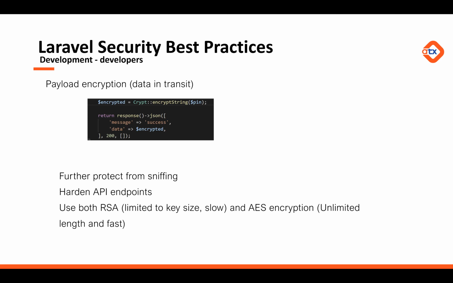It's better to use both RSA and AES encryption, because RSA alone, I don't think it is sufficient to encrypt your whole data. Sometimes the payload tends to be very big. Because RSA is limited by your key size, it's better to use it both ways, RSA and AES at the same time. We can discuss the implementation further in the Q&A session, if you are interested.